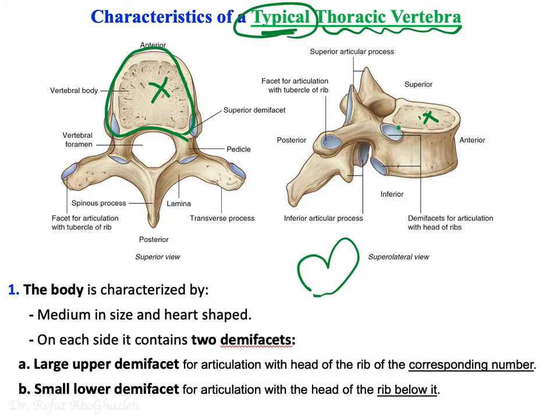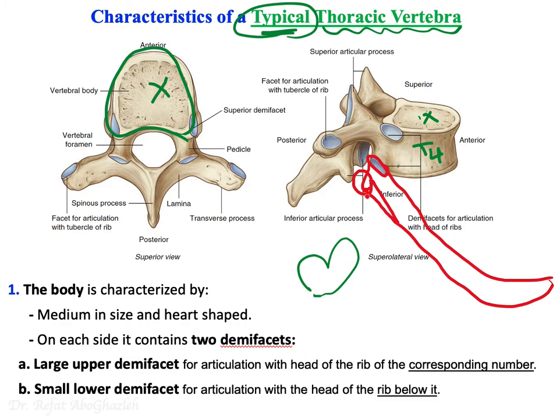On the lateral side of the body of the thoracic vertebra, you will see demifacets for articulation with the ribs. You know that the ribs articulate just with the thoracic vertebrae. That means we need on each side of the body two demifacets, an upper one and a smaller one. If you remember, say this is T4, and you have, for example, rib number five, the rib number five will articulate here. The typical rib has two facets, the upper one and the lower one.